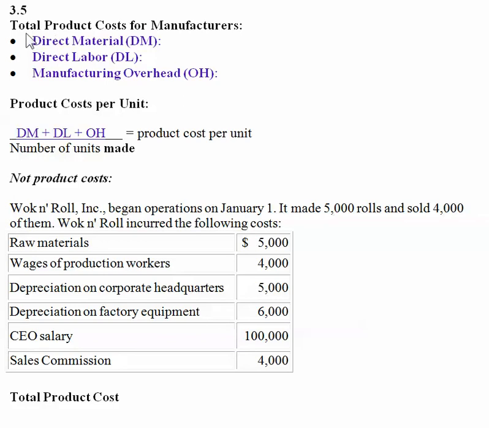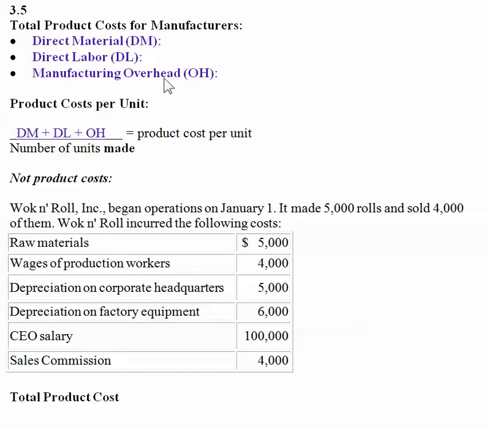Let's look at how manufacturers determine their total product costs and how they then also determine their cost per unit. It's a little more involved than a merchandiser because, of course, the manufacturer has a lot of costs incurred in getting their inventory in place and ready to sell. It incurs material, labor, and overhead related to the making of the product.